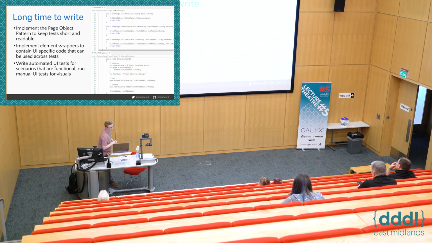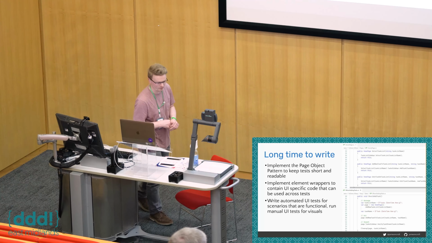And then write UI tests for scenarios, for functional scenarios. These are the requirements that your clients, your product owners are asking you to implement within your app. So write those to be for functional. And then, as I said before at the beginning, run manual UI tests just to validate those visuals and the usability of your app. You know, that button's orange, but it should be red. It's not a good use of automated UI tests.